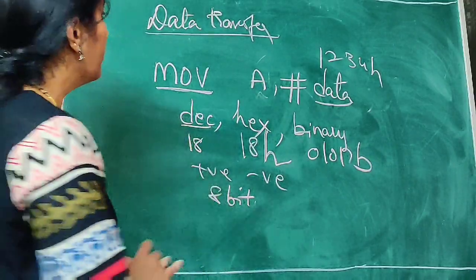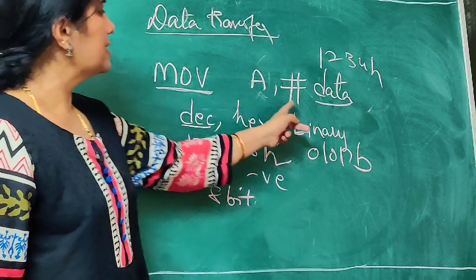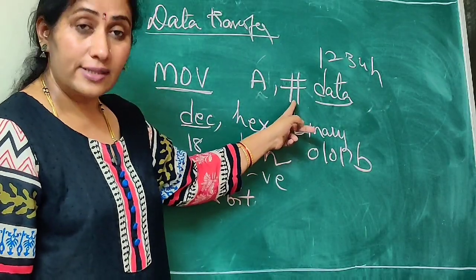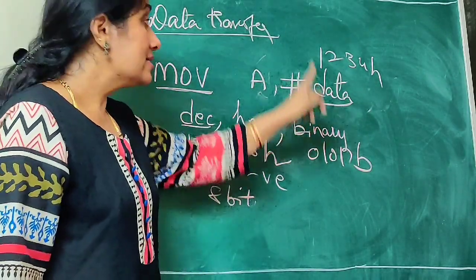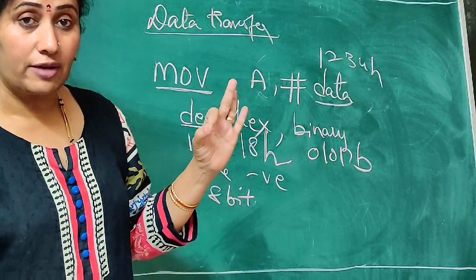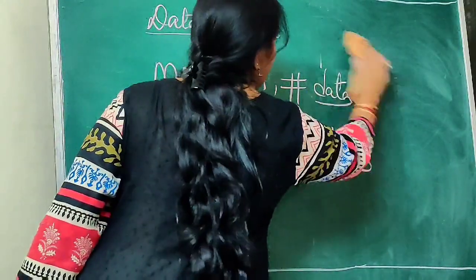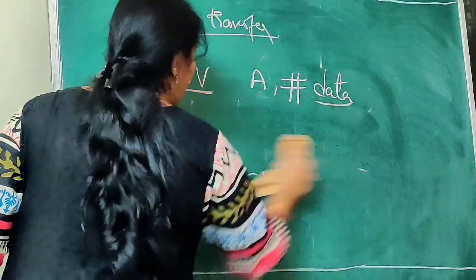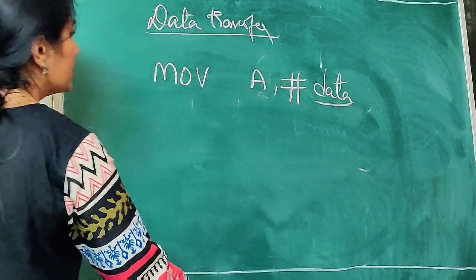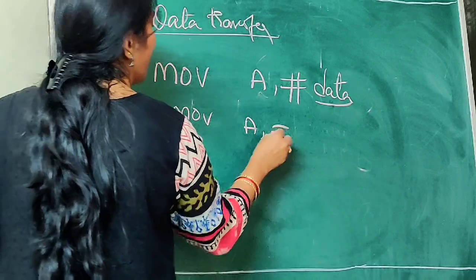So that is going to be the thing. Move A comma hash data. Now, just by seeing the hash sign, you're going to say that it is immediate addressing mode. And since I am loading the data in the accumulator, the parity flag is going to get affected. And the length of the instruction. Coming to the length of the instruction, for this particular format, which is the format move A comma hash.